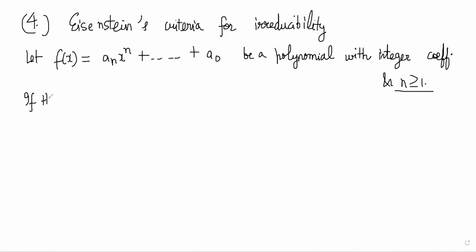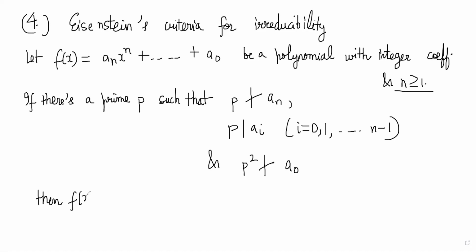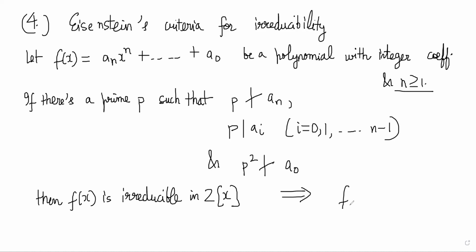Now, if there is a prime p such that p does not divide a_n, p divides a_i for i goes from 0, 1 till n minus 1, and p squared does not divide a_0, then we can say that f of x is irreducible in Z of x, which also implies that f of x is irreducible in Q of x.